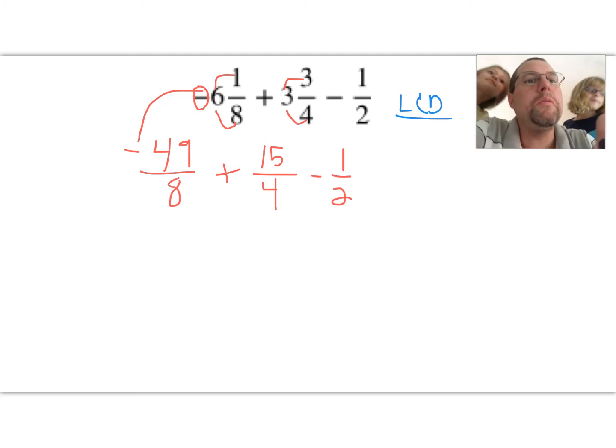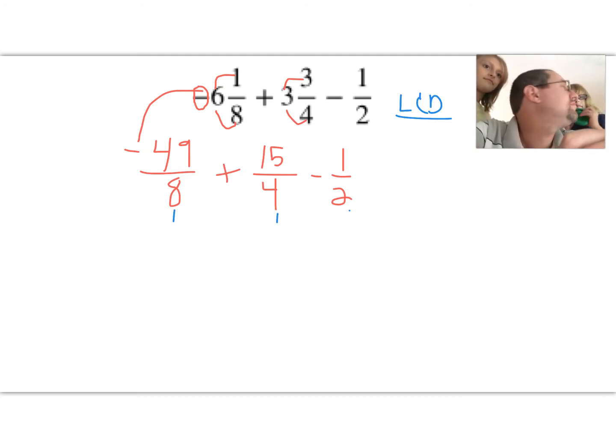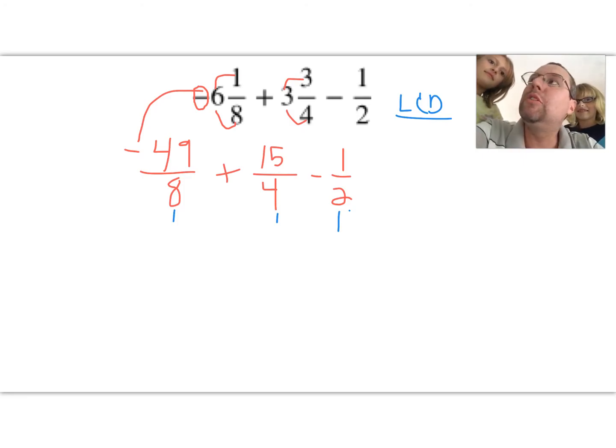So, what would my common denominator between 8, 4, and 2 be? Bella? What would the common denominator be between 8, 4, and 2? Don't know. You better know, Rose. Come on. The common denominator between them is 2. No, that's least common multiple. Try again.